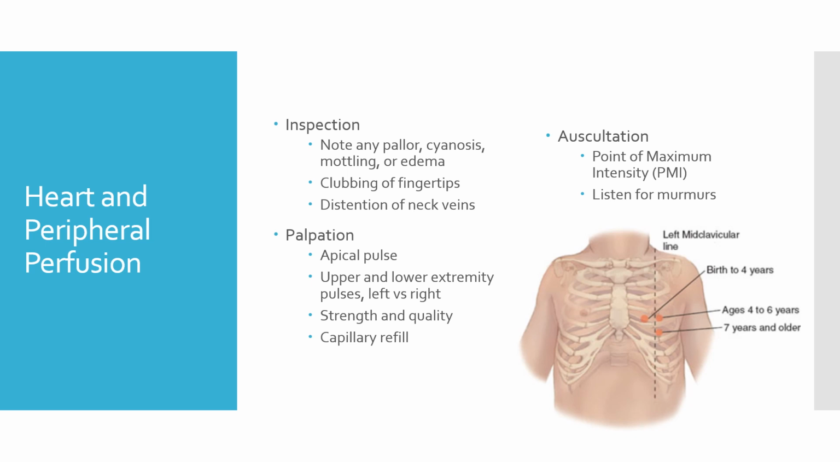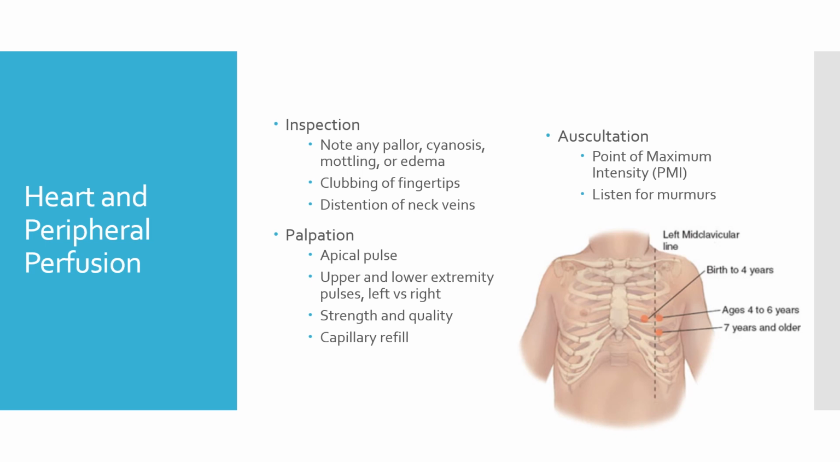Then we're going to palpate. We're going to palpate the apical pulse, and the upper and lower extremity pulses, left and right. What we're looking for is symmetry. Does their radial or brachial pulse on the left match the right? What's the strength? What's the quality? And then we're also looking at capillary refill. That again could indicate hydration status.